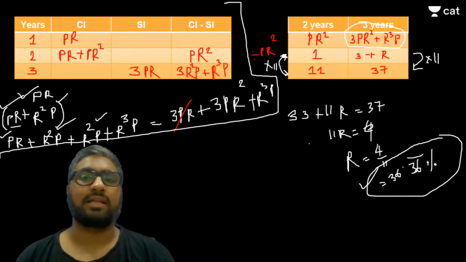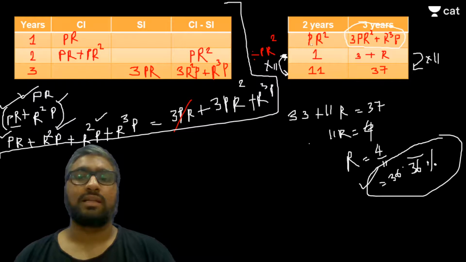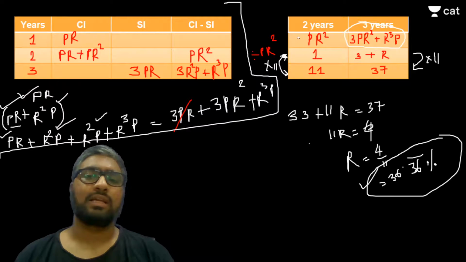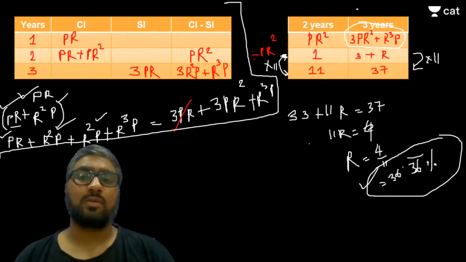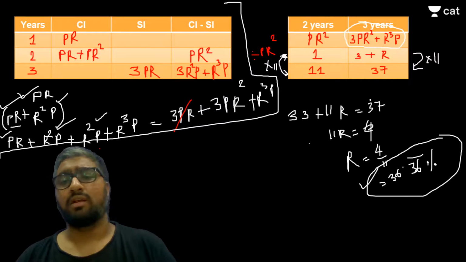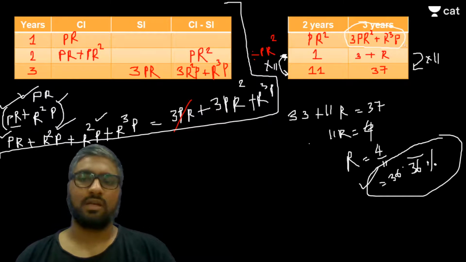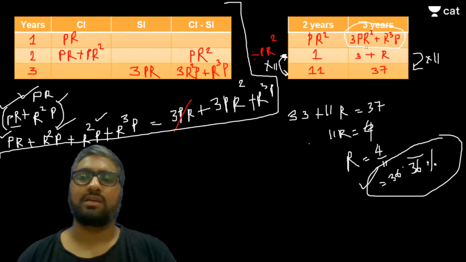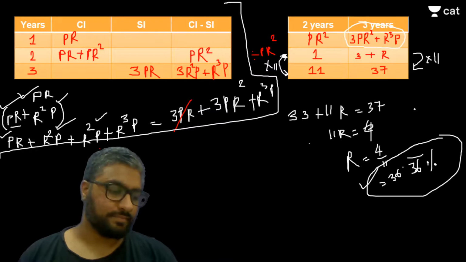If I subtract these two, what would happen? Or in other terms, I can just multiply this with 3: 3 times PR square and 3 times PR square plus PR cube. If I subtract, I would get R cube P, but 4. I can either do that, but I think the safest way here is this.